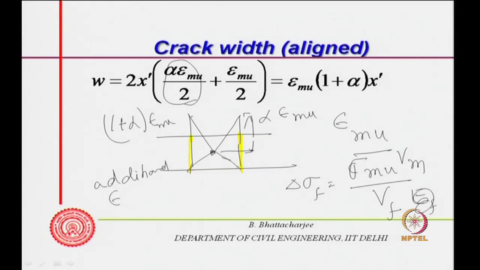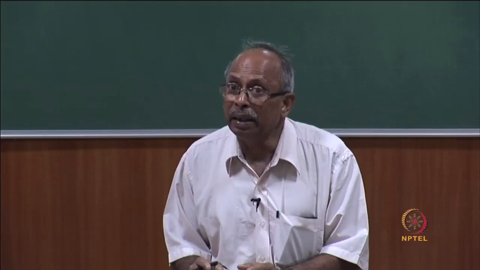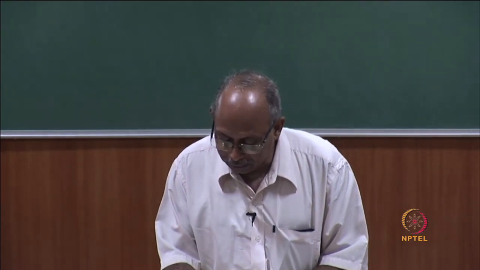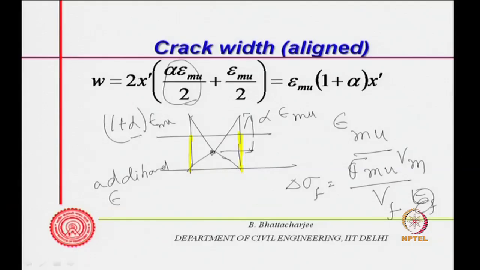But the matrix actually shortened. So, the crack width will be equal to the strain increase in the fiber, which is the additional strain, plus the shortening of the matrix. Now, how much did the matrix shorten? It was originally epsilon mu, but now the average strain in the matrix has become half epsilon mu. So, the shortening of the matrix is this much. Therefore, this multiplied by the 2x distance will give you the crack width.